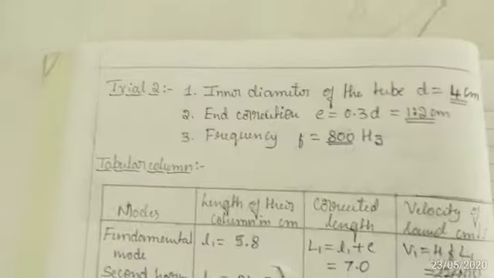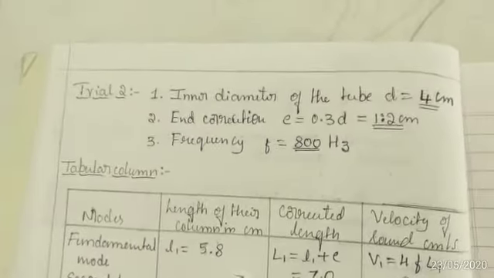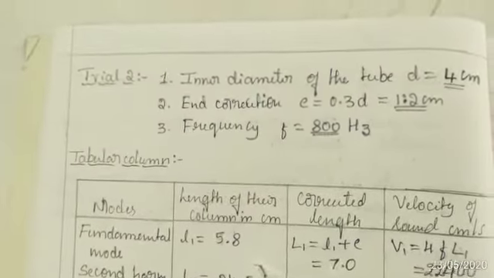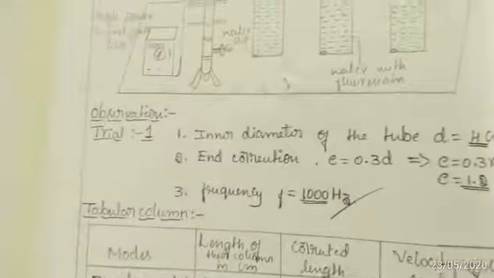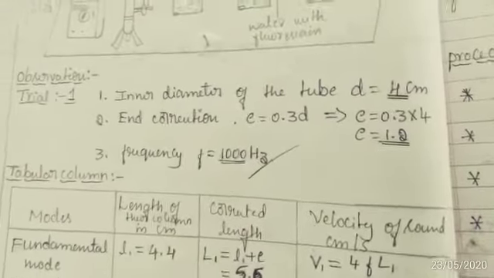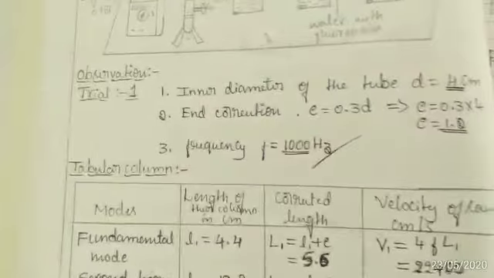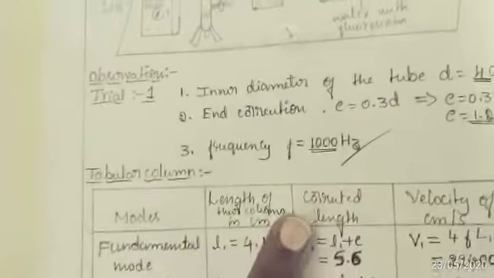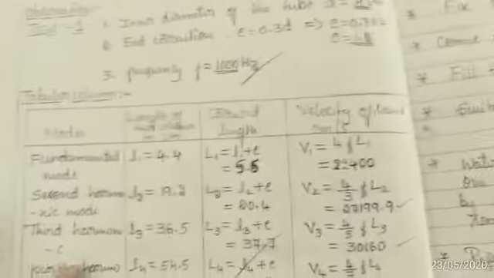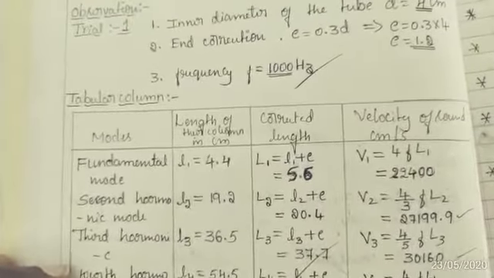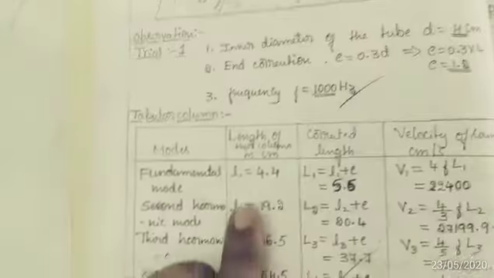First, the inner diameter of the tube is noted. Actually it is 4 centimeters. End correction E is equal to 0.3 into D. It is 0.3 into 4 centimeter, that is 1.2 centimeter. Here I have chosen frequency 1000 Hertz. I got the fundamental mode. I am going to call that one as L1.